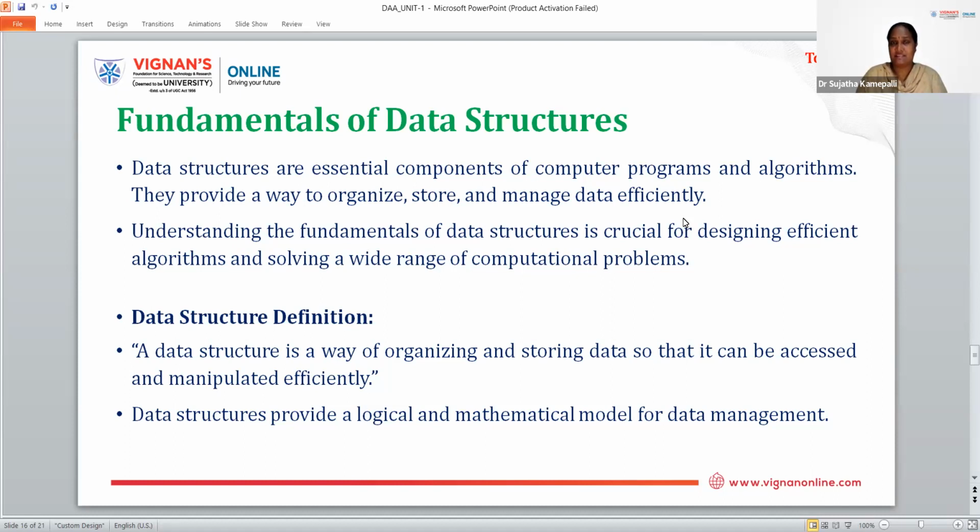Data structures are essential components of computer programs and algorithms. They provide a way to organize, store, and manage data efficiently. Understanding the fundamentals of data structures is crucial for designing efficient algorithms and for solving a wide range of computational problems.